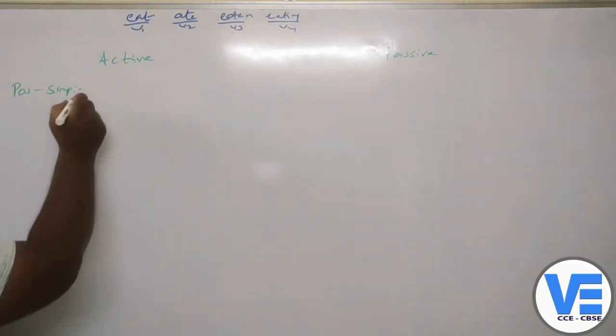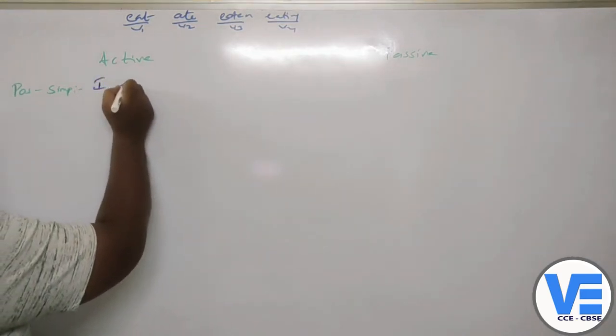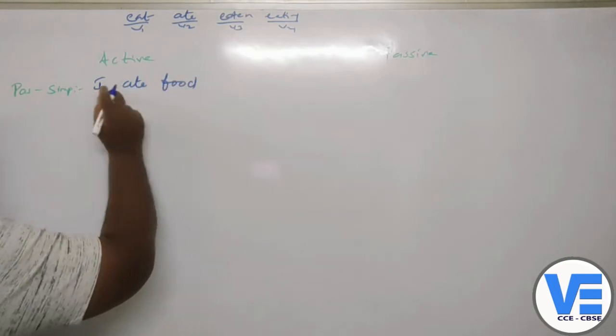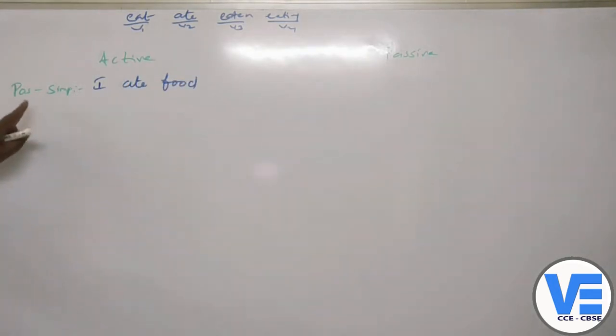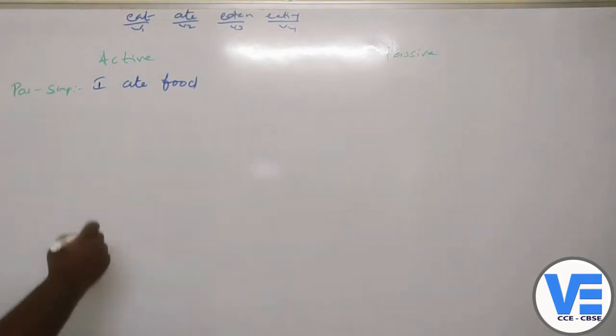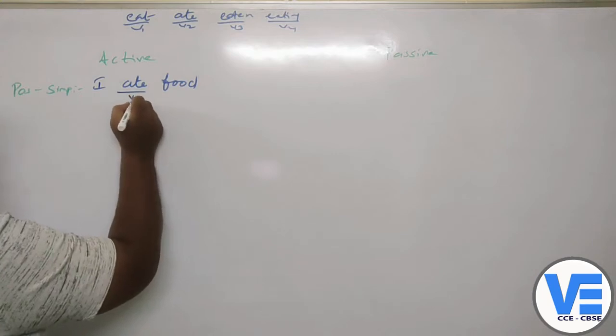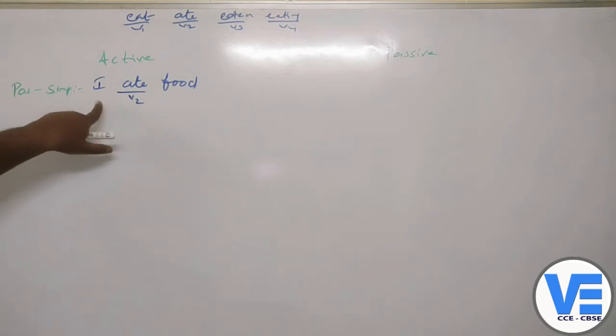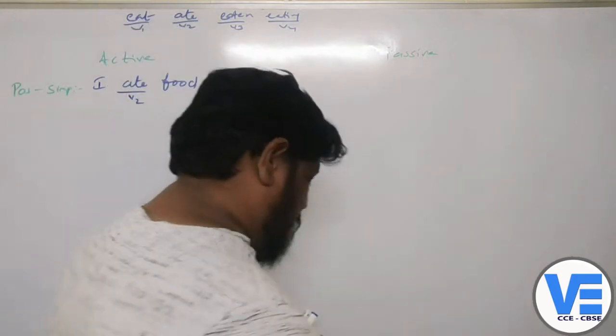So we have taken the example of I ate food. Yesterday we have seen I eat food. In the past simple, we have already learned that it is I ate food. So ate here is V2. Now how will you write the passive voice of this past simple? It's very simple actually.